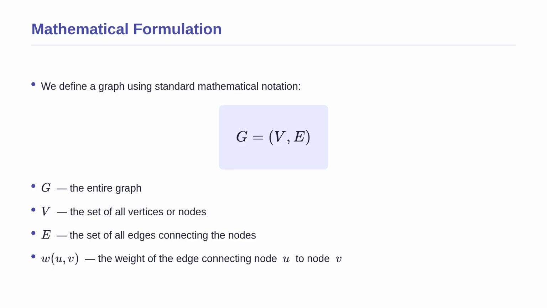This concept leads us to how we write it down mathematically. We define a graph using a simple standard notation. G equals (V, E). In this formula, the symbol G stands for the entire graph. The letter V represents the set of all vertices, which are our nodes or points. The letter E represents the set of all edges, which are the connecting lines. When we look at a specific edge connecting a node U to a node V, we write its weight as W(U, V). If the weight increases, the cost of that connection goes up.